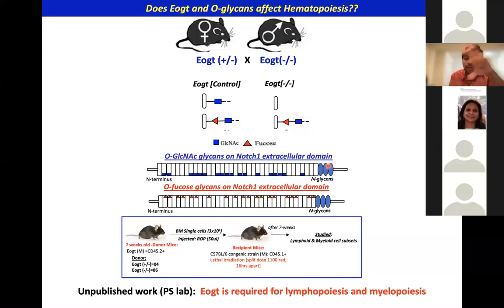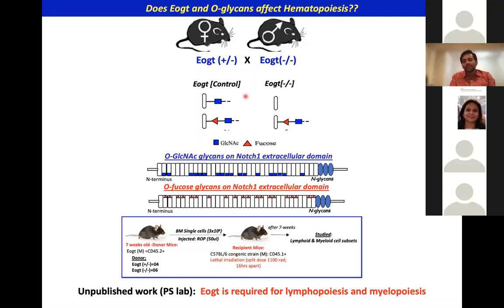You can see how the mouse Notch1 extracellular domain now looks. The O-GlcNAc is here because this is the control mice. But when we remove the O-GlcNAc, there is only O-fucose here. What we studied is actually unpublished work, so I'm not going to show you the data. When we studied these mice, we found that it is highly required for lymphopoiesis and myelopoiesis, and it is not dispensable. Our lab and one lab in Japan are in competition over who will publish first about this model. Our manuscript is all ready to communicate, that's why I'm not showing the data here.